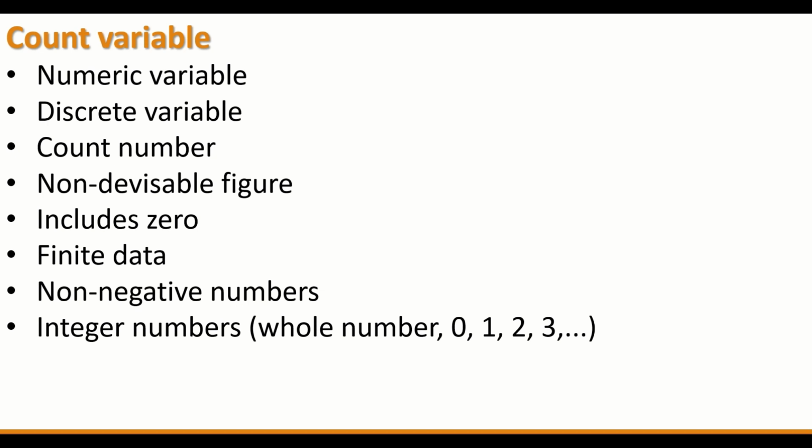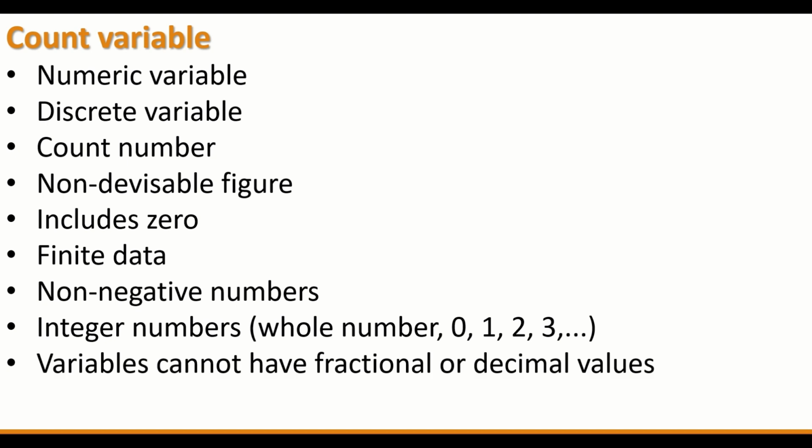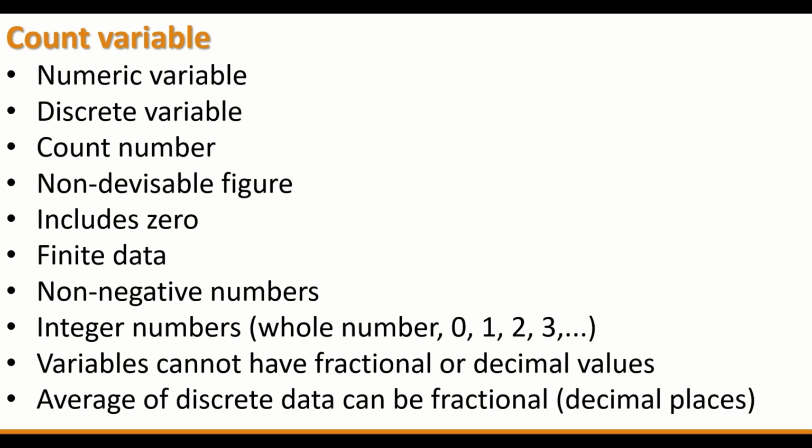So the count variable is a whole number or integer, 0, 1, 2, 3, 4, 5, and so on. So the variable cannot be fractional, cannot have decimal values in it. It has to be an integer or whole number. So no fractions, no decimals, 1, 2, 3, 4, 5, and so on. However, if we take the mean or the average of the count variable or the discrete data, it can be fractional, it can have decimals in it.